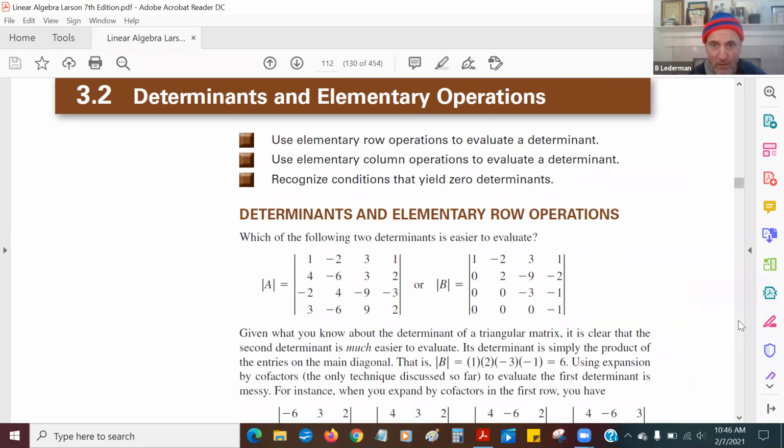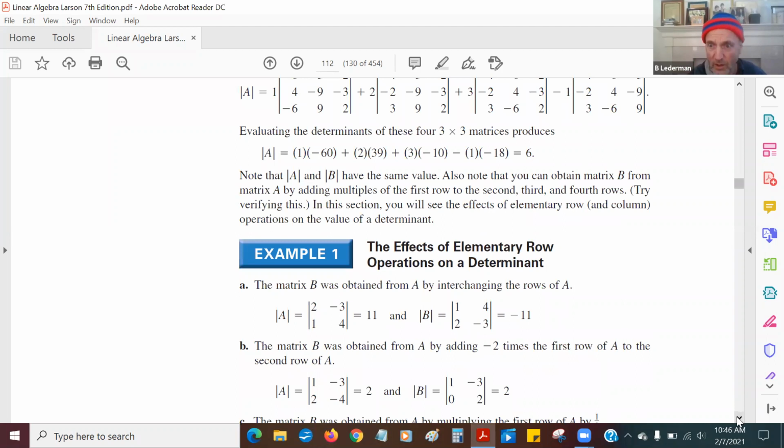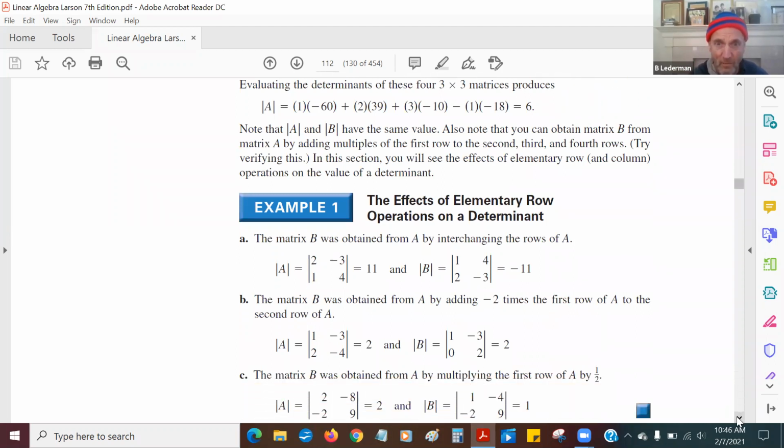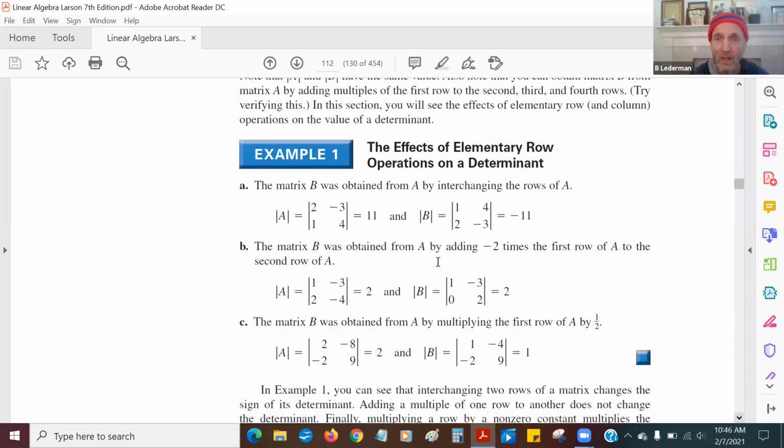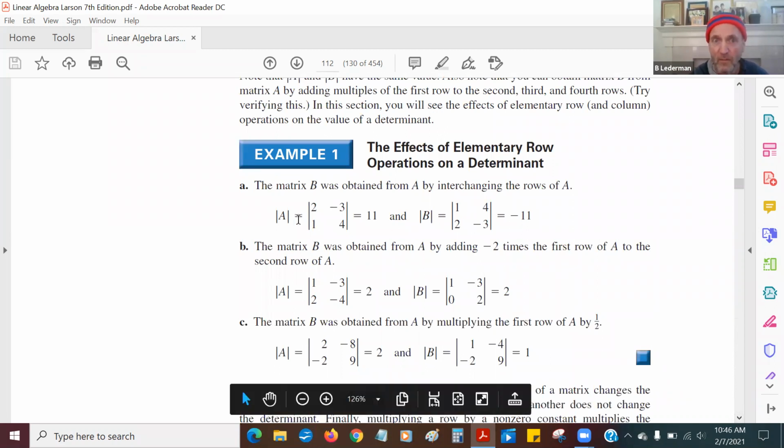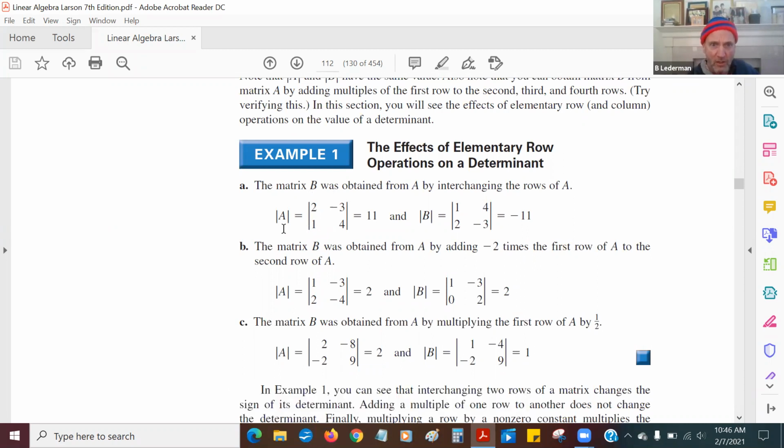So let's go right to example 1. This is going to shed a lot of light on a lot of stuff. In example 1, you'll notice A is the matrix 2, -3, 1, 4. But you see it's written just with straight lines, so that means the determinant of A. The determinant of A is 11.